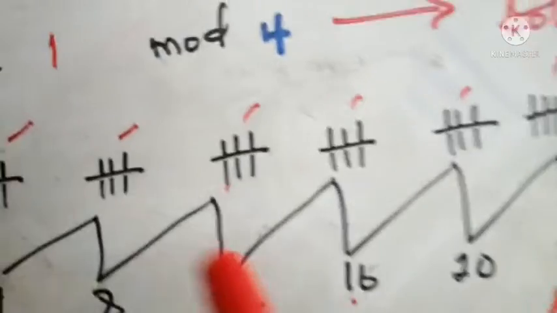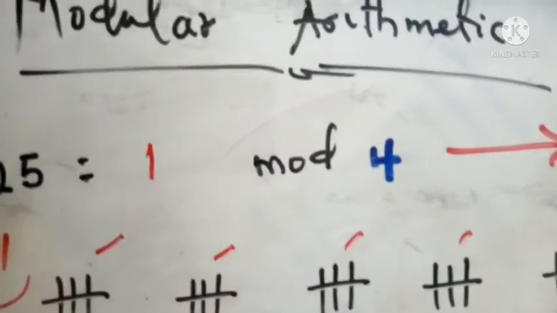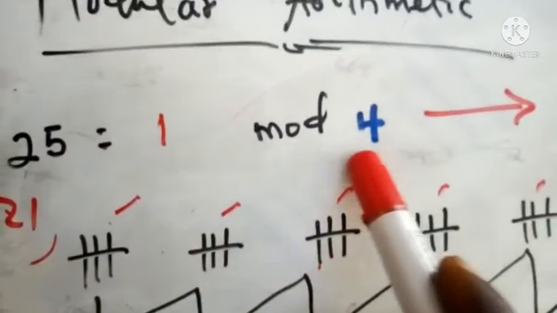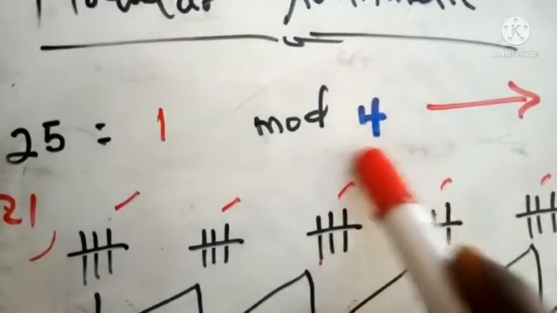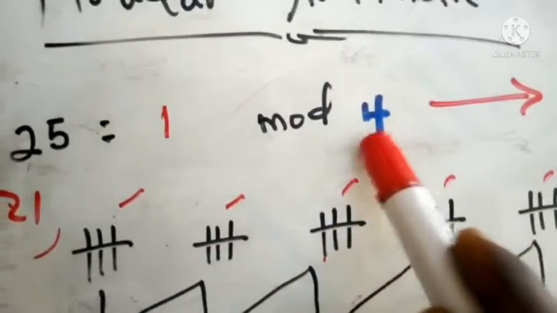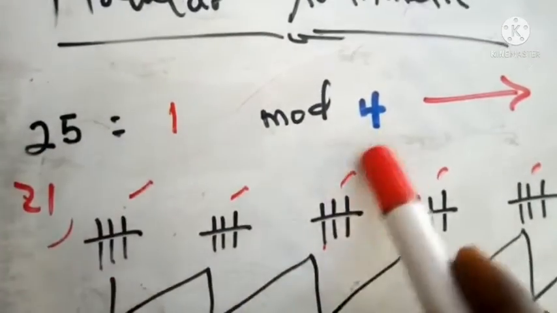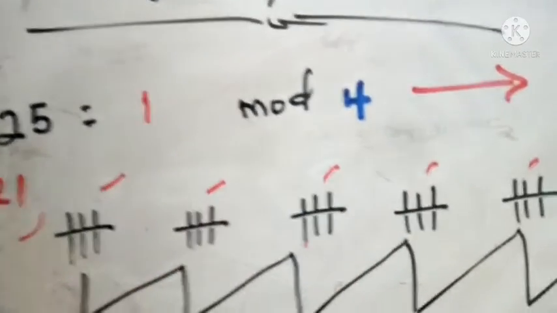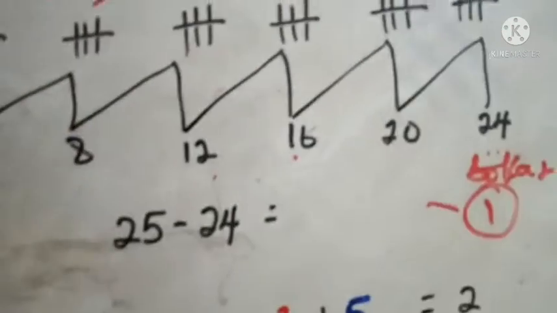So in modulo, the remainder is what we are interested in, right? After taking the group of the number here, which is the mod, so after taking the group of 4 out of this one, the remainder is exactly what we are interested in. Now let's look at another example here.